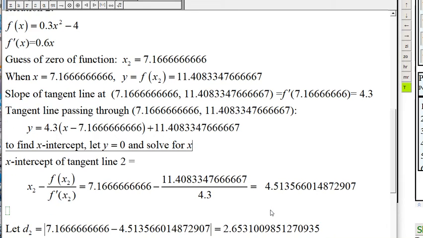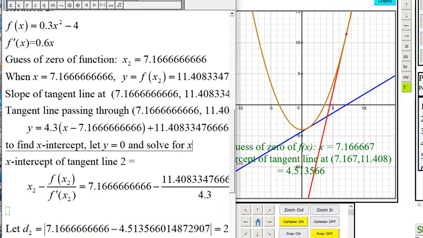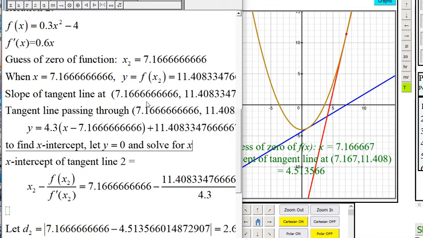And now compare the initial guess of the zero of the function with the x-intercept of the second tangent line. And that difference will be 2.65. And we call that d sub 2. And then we will continue on to the next iteration. In the next iteration, our guess for the zero of the function, which is the x-intercept of the function right here, would be this x-intercept, and we found that x-intercept to be 4.5.